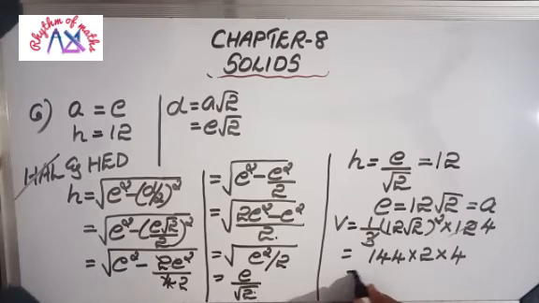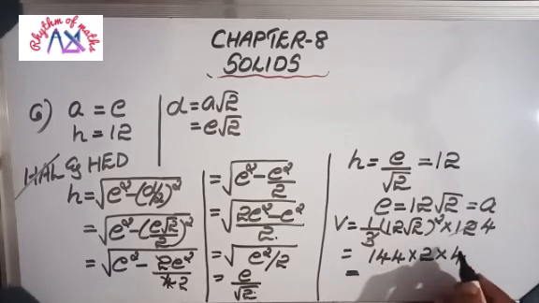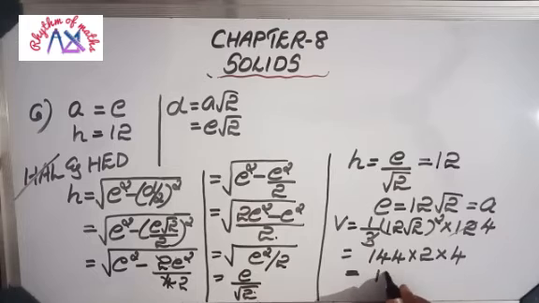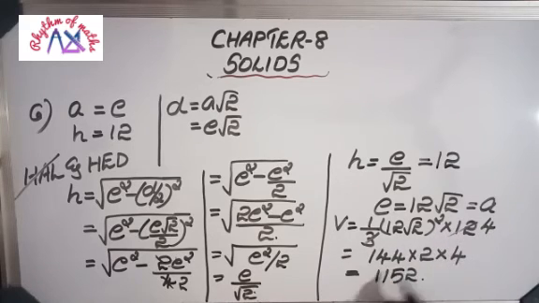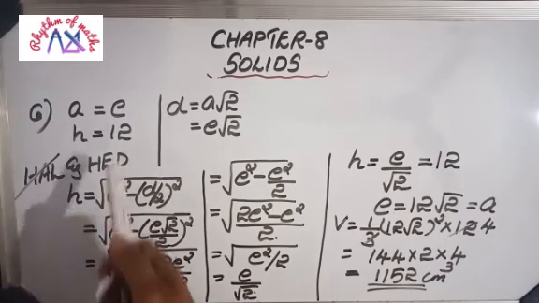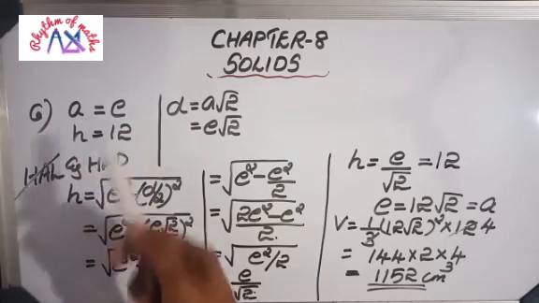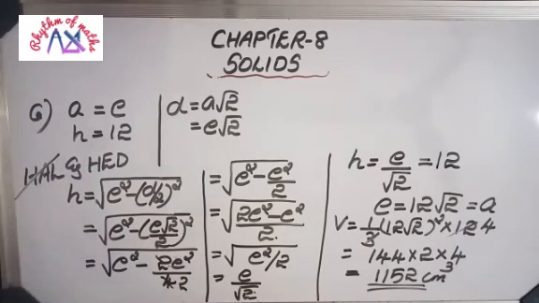Okay. Now final answer. When you multiply all these, you will get the answer as 1152. Okay. 12 square is 144. Root 2 square is 2. Then by cancelling this, 4 is the answer. So 1152 centimeter cube is the volume of this square pyramid. Only from base edge and lateral edge, and height also given. From that we have to consider like this, and the volume is 1152.